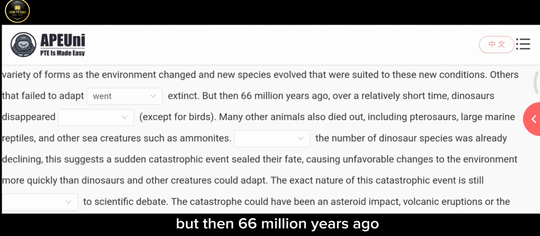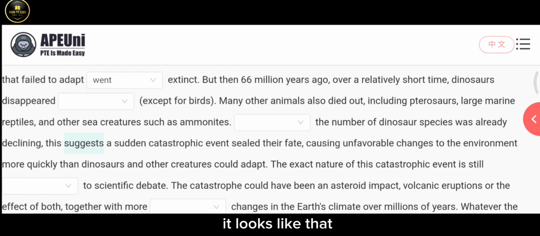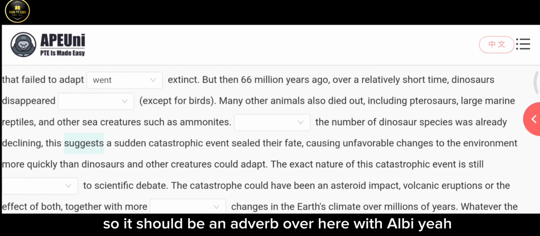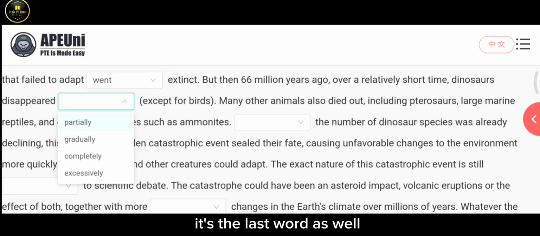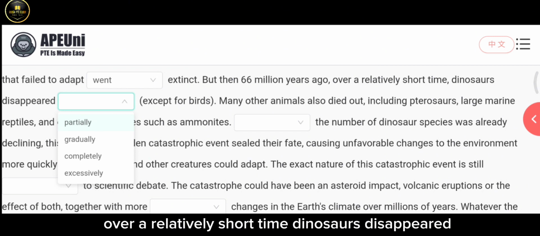But then 66 million years ago, over a relatively short time, dinosaurs disappeared dash. It looks like it's a verb, disappeared, so it should be an adverb over here with ly. Yeah, it's the last word as well. But then 66 million years ago, over a relatively short time, dinosaurs disappeared.